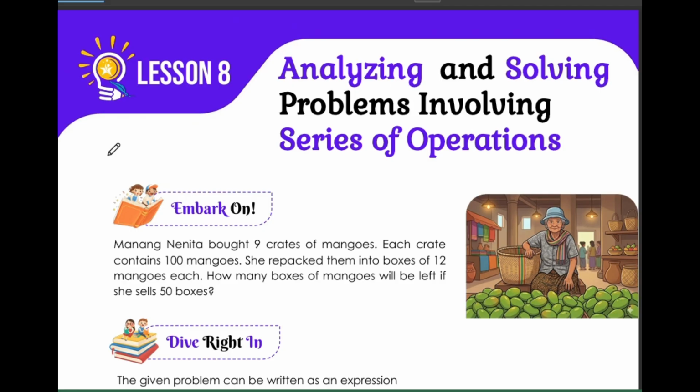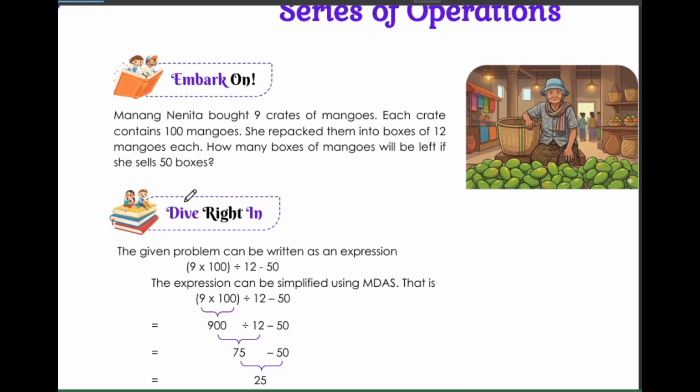So let's start. Mang Ninita bought 9 crates of mangoes. Each crate contains 100 mangoes, and she packed them into boxes of 12 mangoes each. How many boxes of mangoes will be left if she sells 50 boxes?